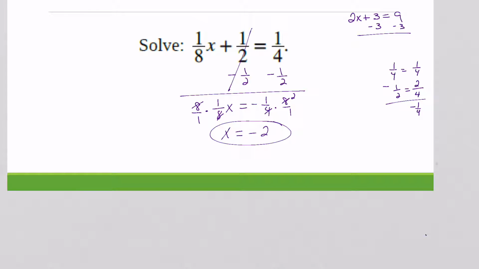Now, remember this. Our answer is x equals -2. Okay, I'm going to circle that and leave that up there. So if you need to take a screenshot of this, take a screenshot, but I'm going to erase the work and I'm going to show you another way to work this problem.